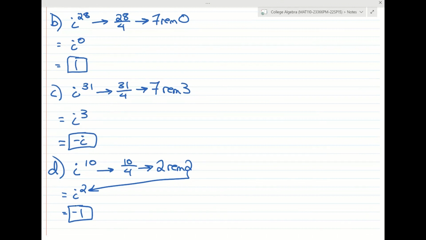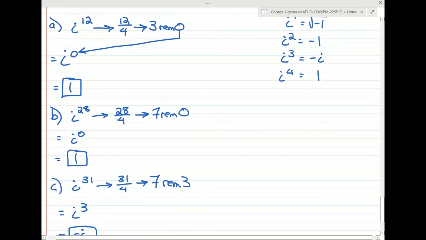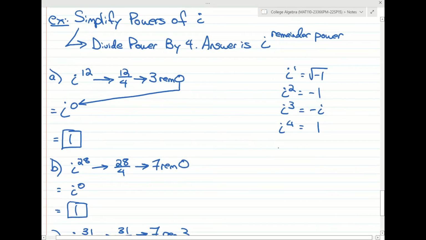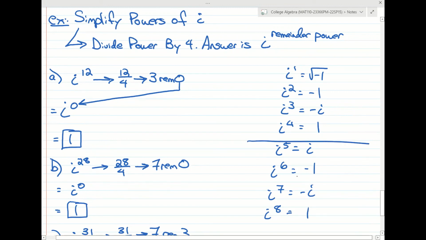i repeats every 4. So if we were to derive what i would have, the 5th is i. The 6th is negative 1. The 7th is negative i. 8th is 1. You can see it repeats every 4. That's why we are dividing by 4.